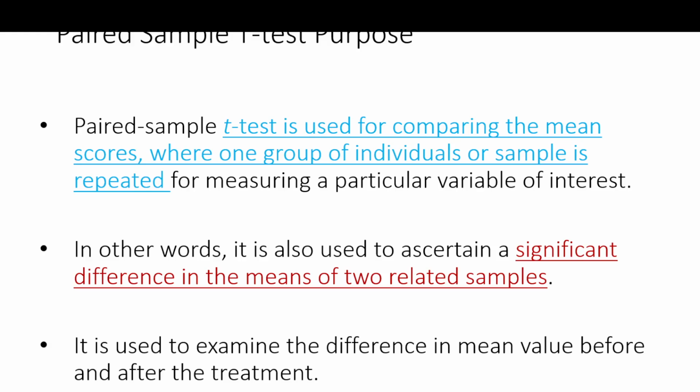So let us understand what is the purpose of paired sample t-test. Paired sample t-test is used for comparing the mean scores where one group of individuals or sample is repeated for measuring a particular variable of interest. In other words, it is also used to ascertain a significant difference in the means of two related samples. It is used to examine the difference in mean values before and after the treatment.